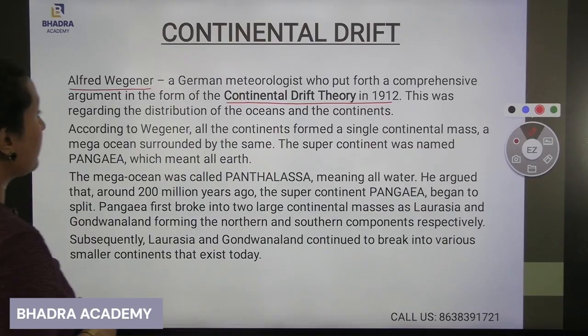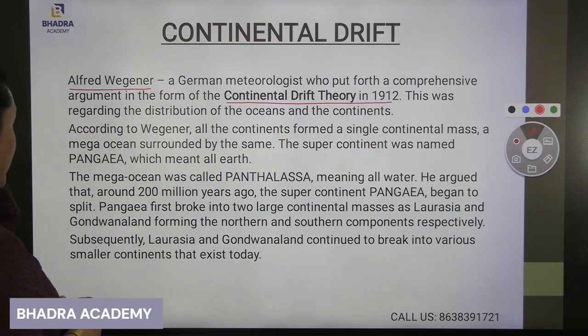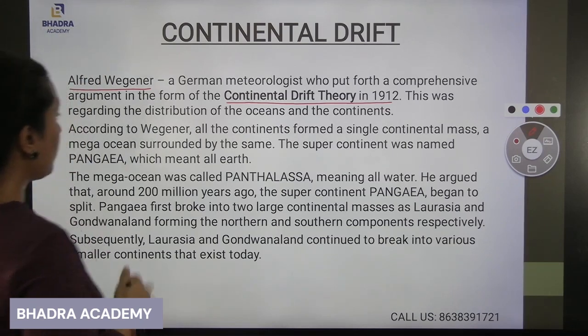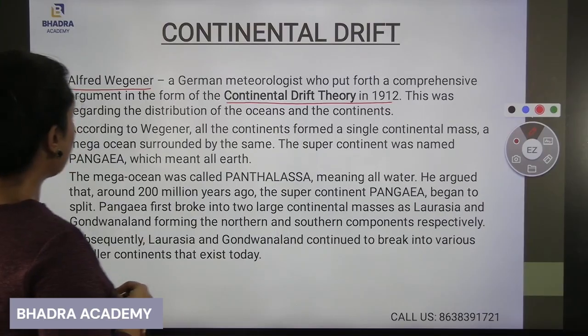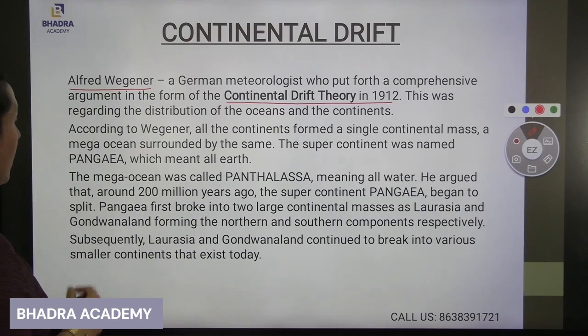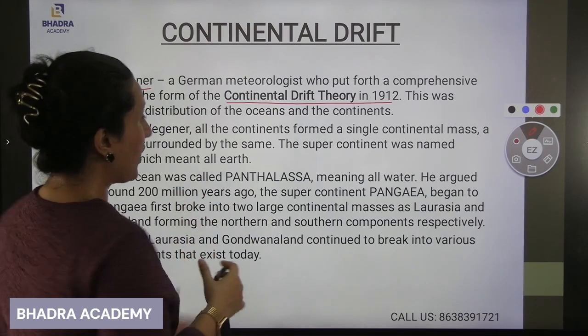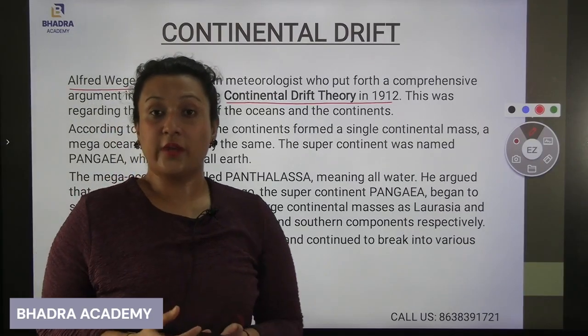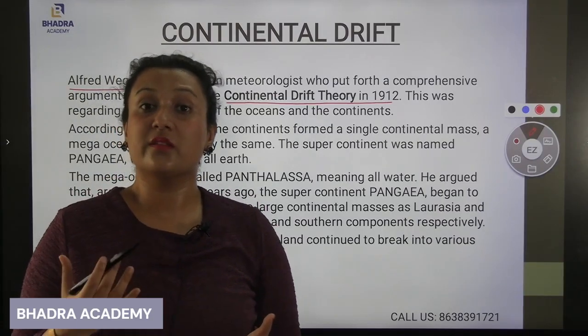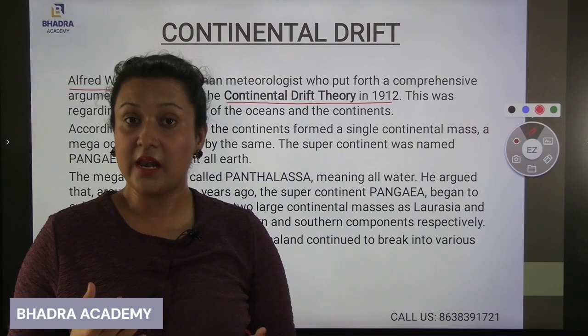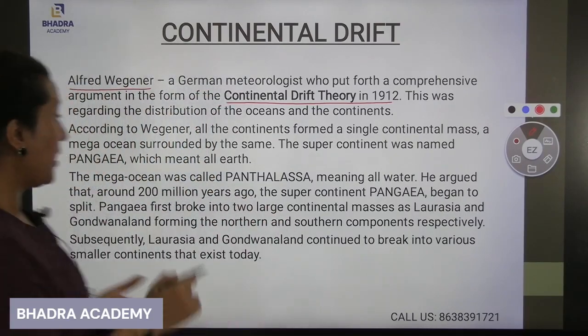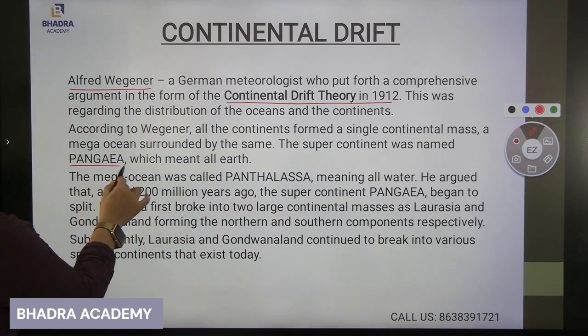This was regarding the distribution of the oceans and the continents. According to Wegener, all the continents formed a single continental mass, a mega ocean surrounded by the sea. The supercontinent was named Pangaea, which meant all earth. According to him, before, all the continents were a single landmass. That single landmass was known as Pangaea.